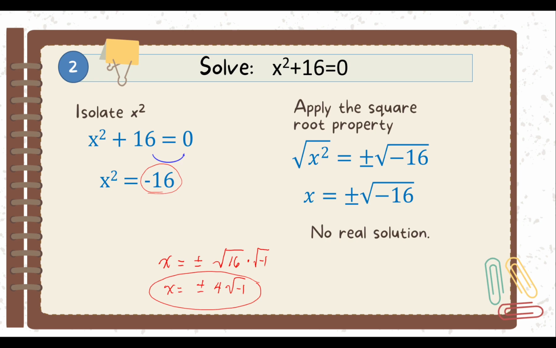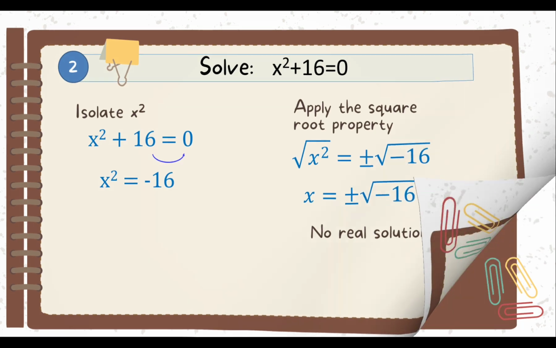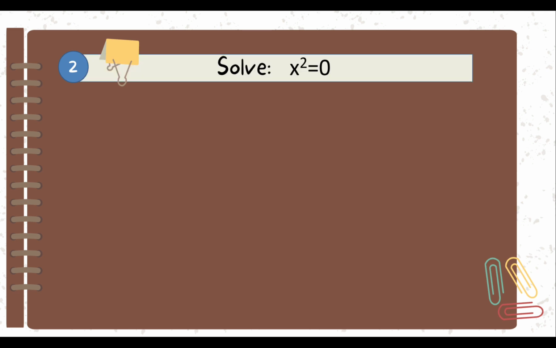For the meantime, since we have here a negative radicand, it does not follow the definitions and conditions for the extraction of roots. So no real solution. Okay. Next, remember, what if we solve x squared is equal to 0? Even if you apply extraction of roots, x will still be equal to 0. So there's only one root.